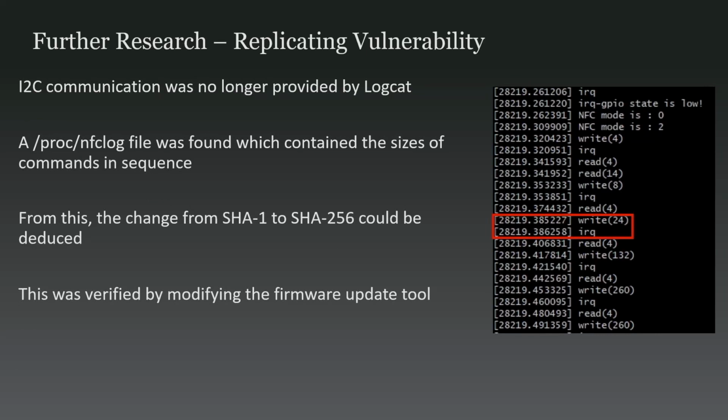Because the I2C communication was no longer provided by logcat, I had to go looking around to see how this was logged, and found a device file called /proc/nfclog, which contained the sizes of all the commands being written to the chip in sequence, and found that at the start of firmware updates, a larger hash size was written. So instead of the SHA-1 hash size, it was now sending 32 bytes plus the header of a command, which was 4 bytes. This implied that instead of using SHA-1 hashes for firmware updates, they were now using SHA-256 hashes, which were compared against the signature.